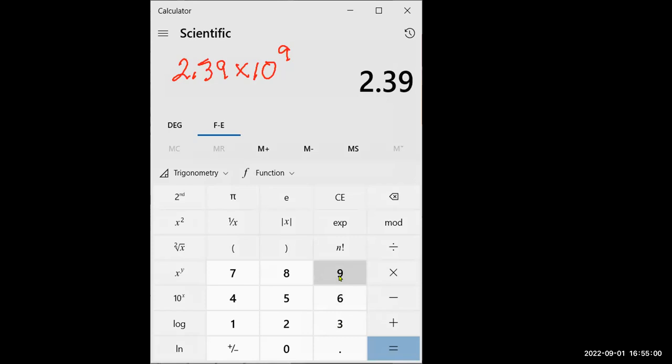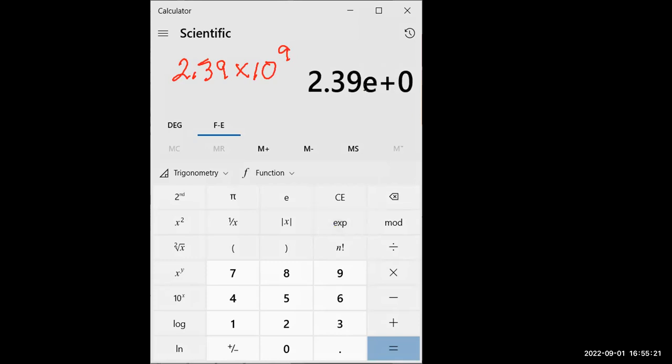Now, if this was a negative number, I would use that toggle button. Notice when I click it, I get positive, negative, positive, negative. So if it was a negative exponent, that's the button I would use. Now, in this case, I click the EXP button.